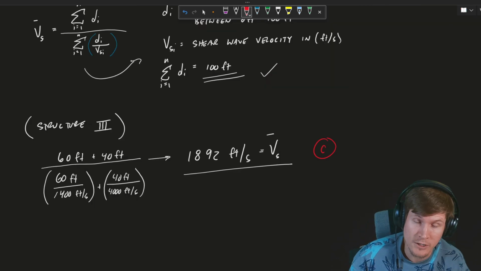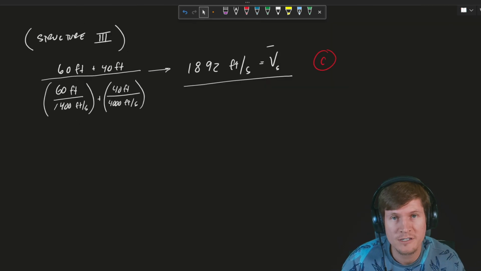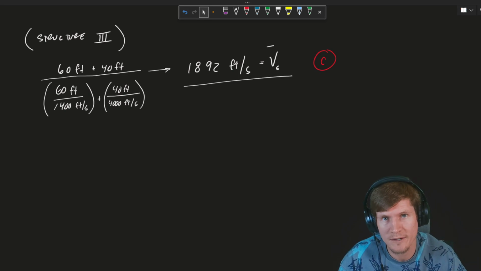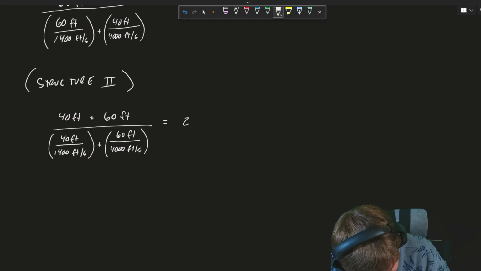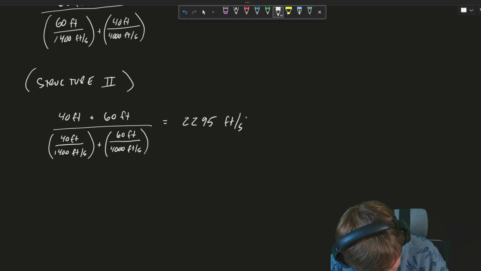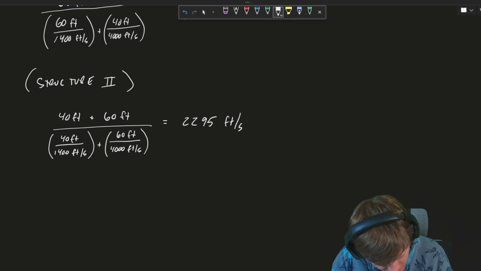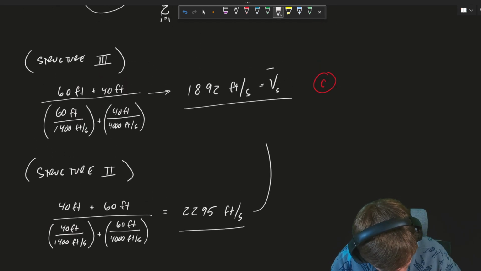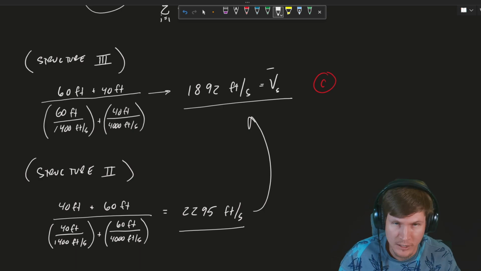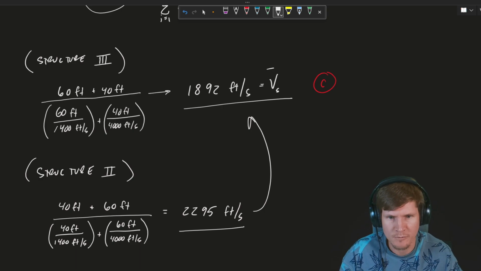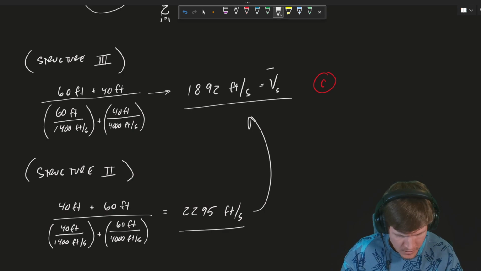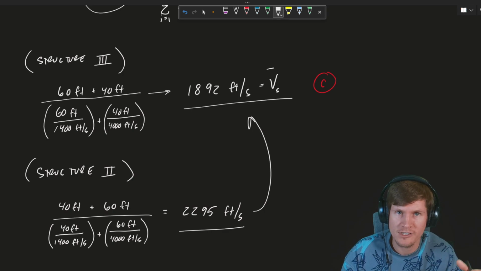All right, now we need to do structure 2 and then 1. This is simply a rinse and repeat, but just using the different thicknesses of our soil layers below each one of those structures. All that boils out to 2,295 feet per second for the average shear wave velocity for structure 2. If we scroll up here so we can see when comparing, that is higher than structure 3. And that makes sense because we have a thicker rock layer, denser layer underneath our structure. So our average shear wave velocity goes up.